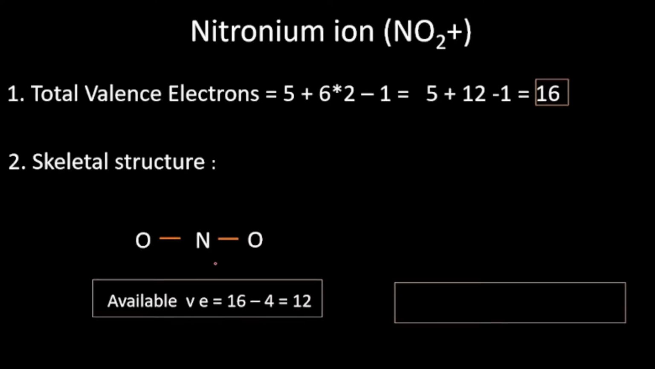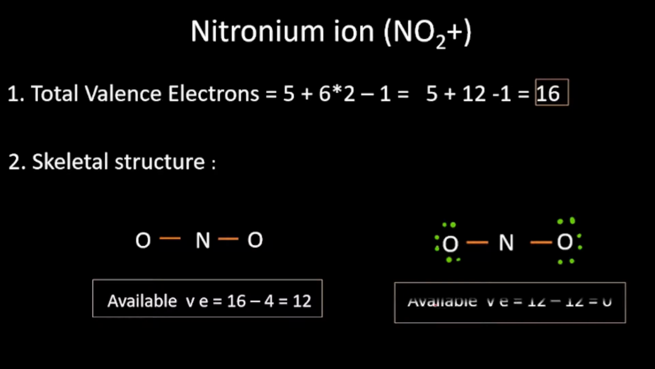And now the available valence electrons will be 16 minus 4, that is equal to 12. And these 12 electrons can be used to fulfill the octet on each oxygen atom. 6 are used here. Again, 6 more electrons are used here. Now the available valence electrons will be 12 minus 12, that is equal to 0.